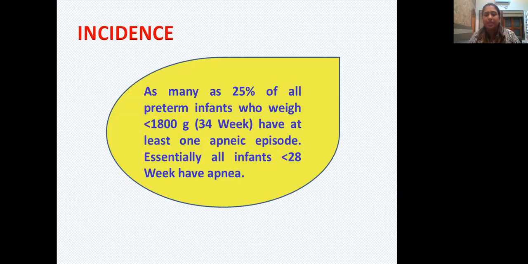Now coming to the incidence, as we know that lesser is the gestational age, more is the incidence of apnea. So as many as 25% of all the preterm infants who weigh less than 1800 grams at 34 weeks have at least one apneic episode. And essentially all infants less than 28 weeks have apnea.